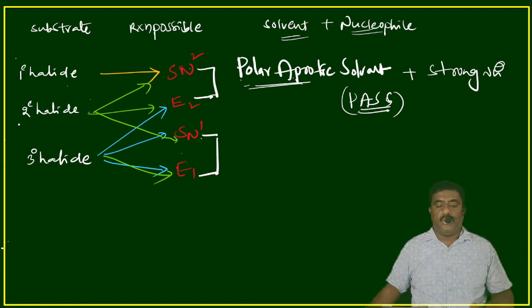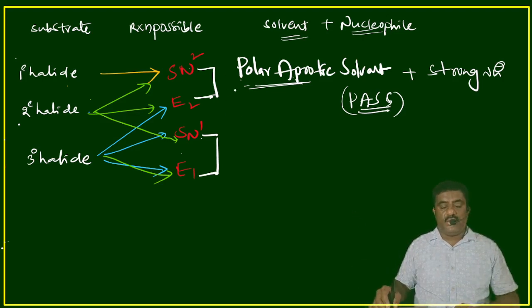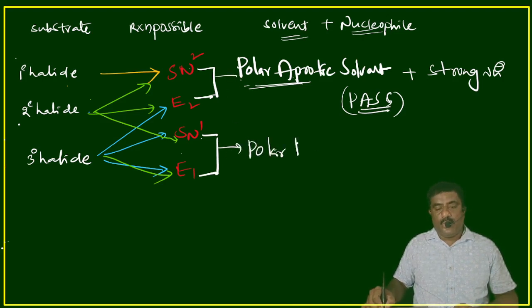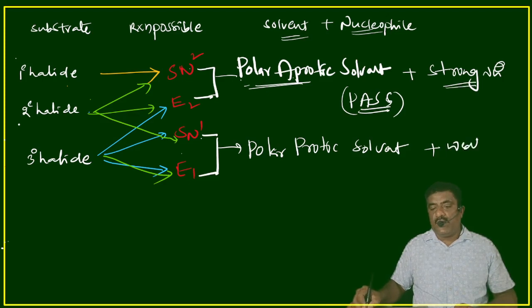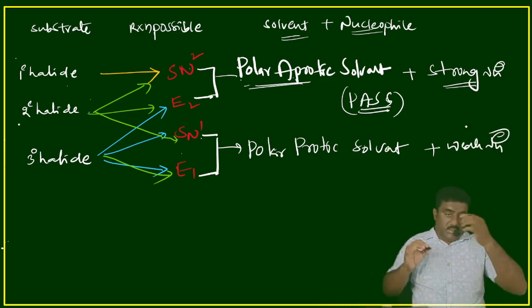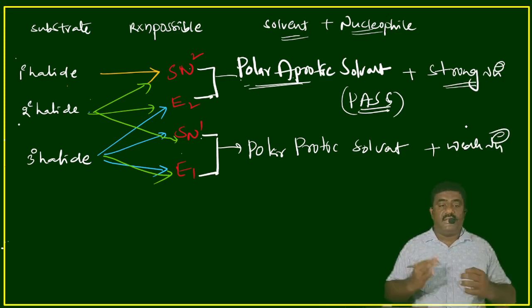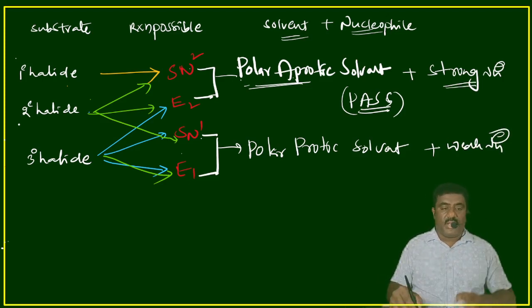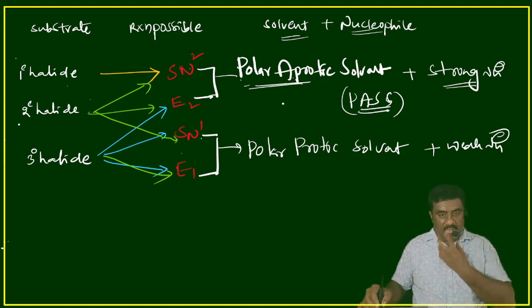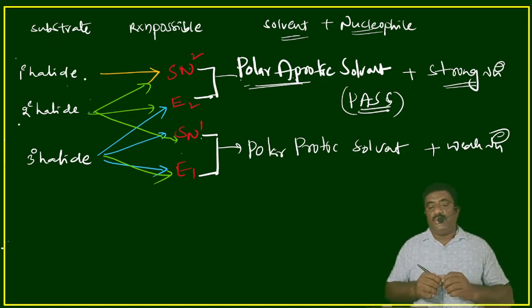The opposite of polar aprotic solvent is polar protic solvent, with a weak nucleophile. Remember these things and we can easily find SN2, E2, SN1 and E1. Primary halide: SN2. Secondary: SN2, E2, SN1, E1. Tertiary halide: E2, SN1, E1 reactions. This is the trick to find SN2, E2, SN1, E1.